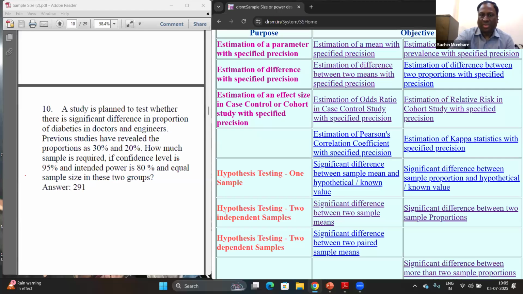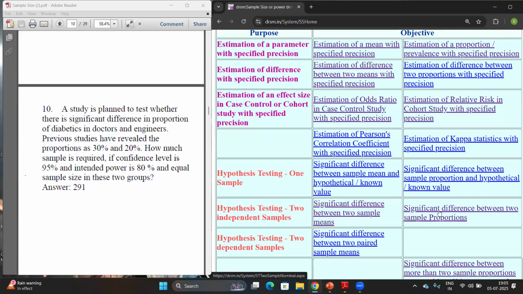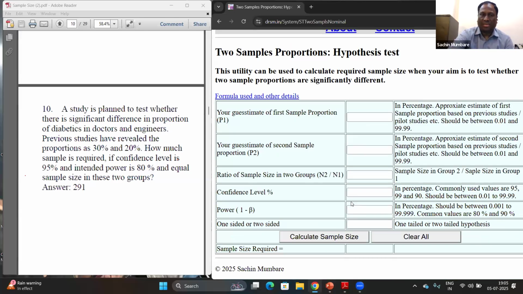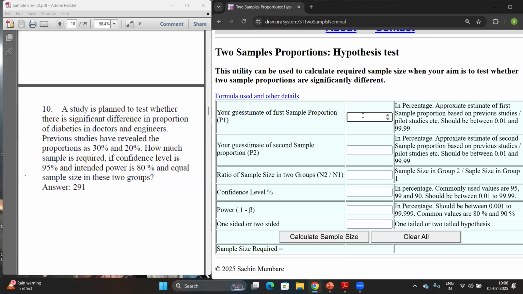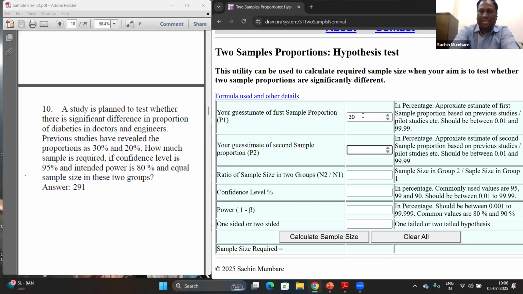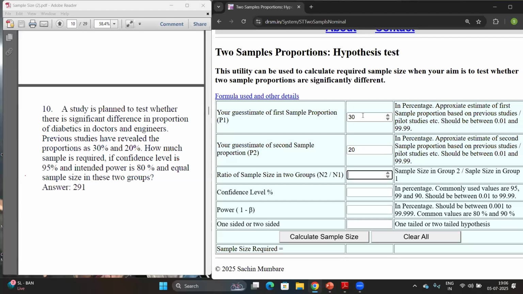Which link should I use? Hypothesis testing, two independent samples, significant difference between two proportions. Okay, you put the values here. Your guesstimate of first sample proportion, how much it is? 30%. Second sample proportion, how much it is? 20%. Ratio, 1.